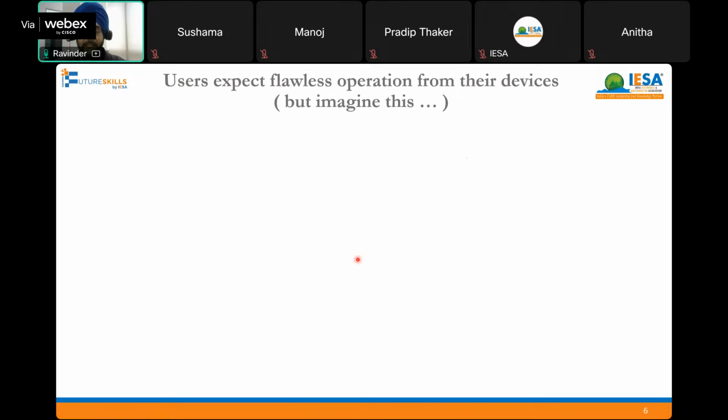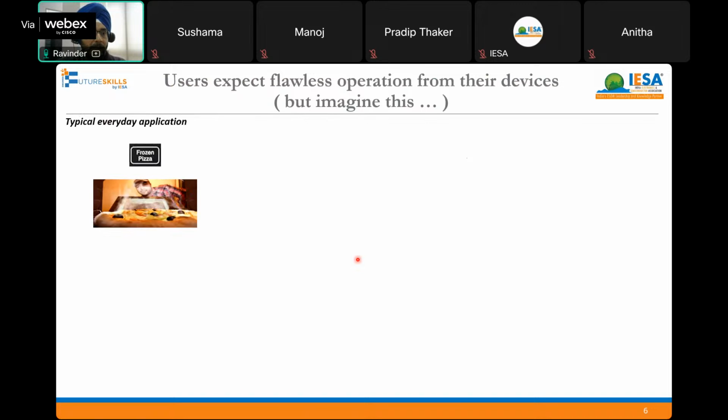Okay, so this slide is basically an imagination exercise. Just imagine a typical everyday application. Most of us have a microwave at home, and imagine you have a frozen pizza which you want to reheat in order to eat. We know that nowadays microwaves have preset buttons for these things, so there is a button for frozen pizza. You just press that and the microwave is supposed to heat the pizza in a few minutes.